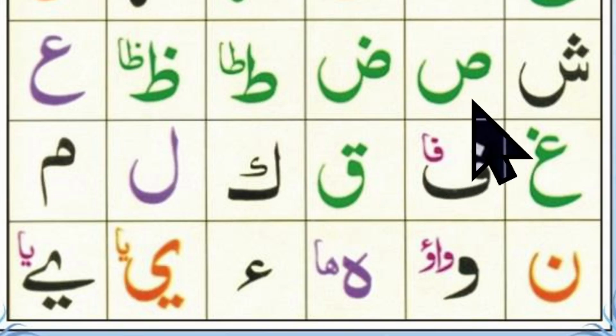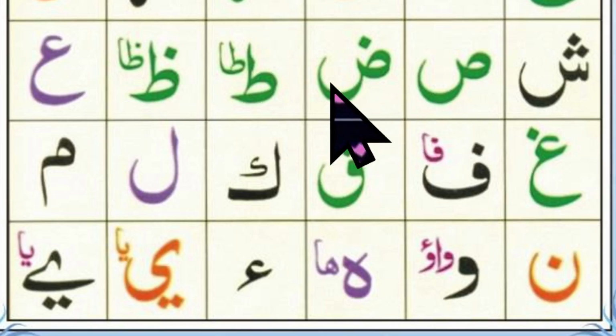So the first one is called Swad, Swad, Swad. And the next one is Dwad, Dwad, Dwad. And I told you before that we can pronounce Dwad easily when we touch the side of the tongue to the lower side teeth. Then we can pronounce Dwad easily.